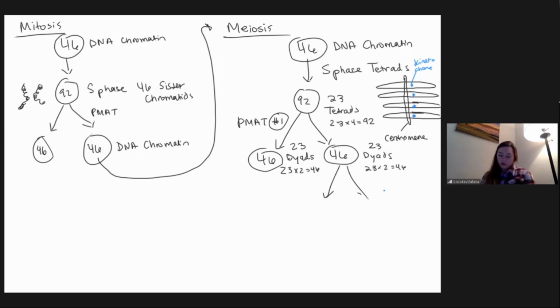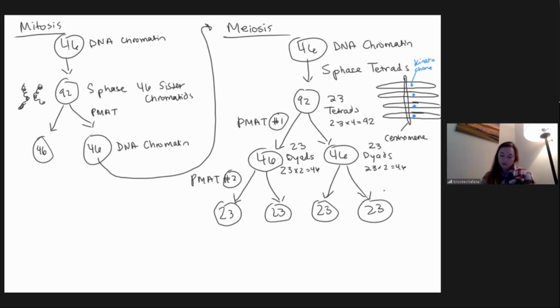Now those are going to go through a prophase, metaphase, anaphase, telophase number 2. And number 2 brings us to 23, 23, 23, and 23 individuals. And these are DNA chromatin at the end. So it's kind of like mitosis in the beginning, but then it goes through it a second time.